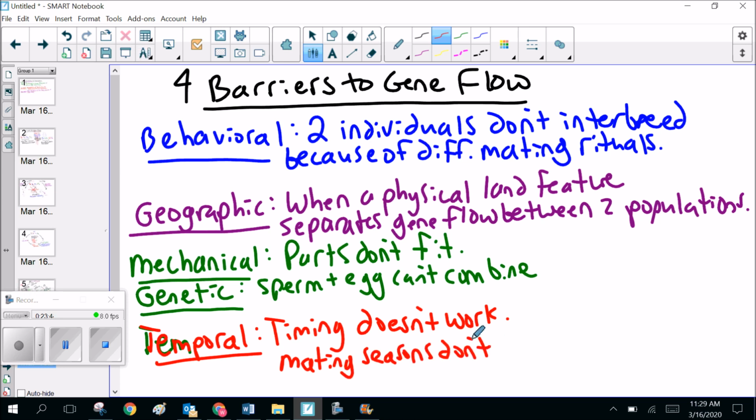And you can all kind of think of, I think, an example of this. You know, when you're in a relationship and you really want to be in a relationship with this other person, but you're in a relationship and so you can't be, and then you get out of that relationship, and then the other person you wanted to have a relationship with is in one, and it's like you guys just keep passing each other and you never quite get together. That's like temporal isolation, right? So those are the four different barriers to gene flow, and there's going to be some practice in your Google Classroom for these. Okay, so let's go ahead and move on to the final part of this.